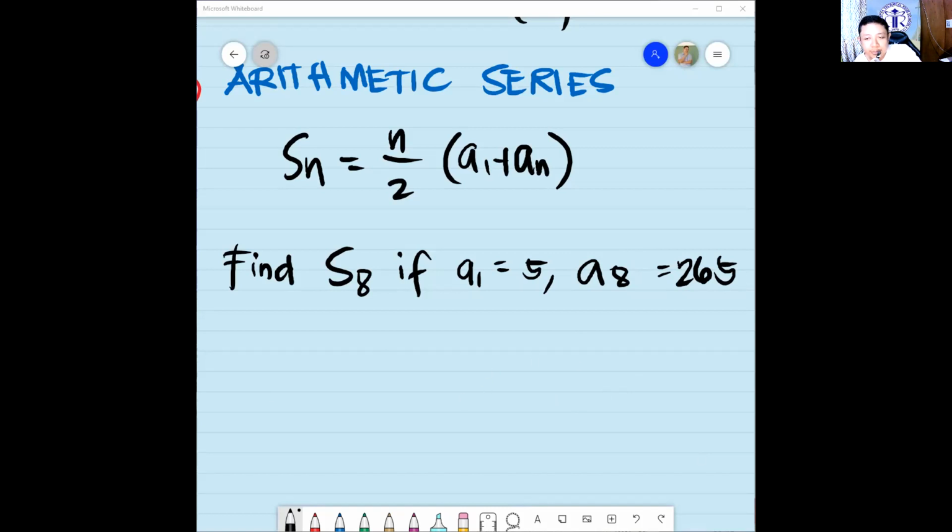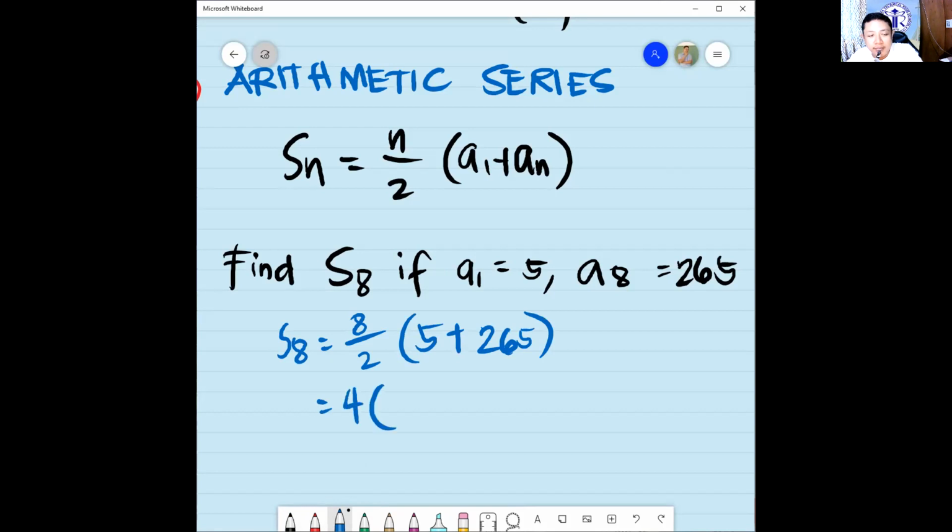Okay, your classmates are now typing their answers. We're waiting for the rest. Just follow the formula. So S sub 8 is equal to n, there are 8 terms of course, over 2 times a sub 1 is 5 plus 265. Kendall, your answer disappeared. This becomes 8 divided by 2, that's 4, times 5 plus 265, that's 270. 270 times 4, 7, 14, 21, 28. Okay, so that is 1,080. That's S sub 8. Okay, got it?